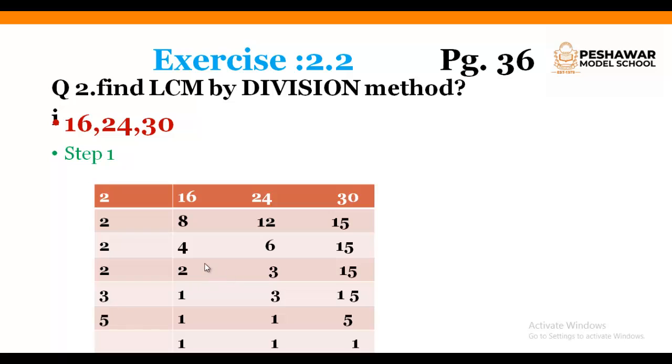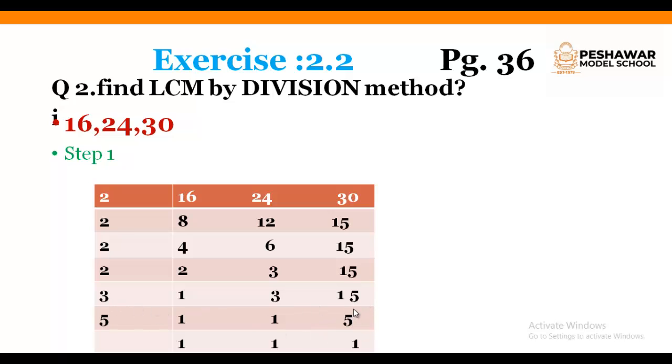Let's see. Now 4, 6 and 15. 4 is divisible by 2. You have to take 2, the smallest table. 2 2s are 4, 2 3s are 6. Leave 15 as it is, because 15 is not divisible by 2. Then after 2, the table is 3. 3 is here, so you have to take the table of 3 over here. 3 1s are 3, and in the table of 3 you will find 15.